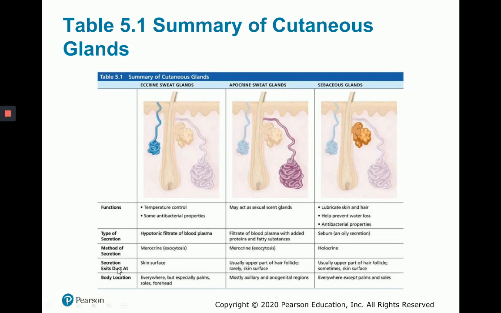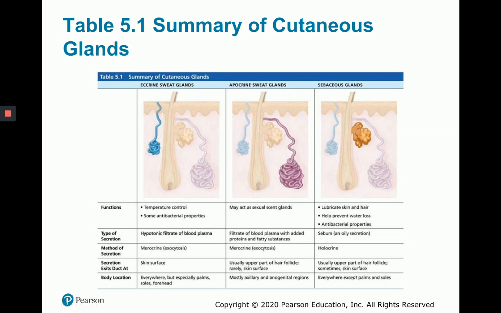And I'm just going to go through this one more time because it's important. Secretions exit the ducts of these glands at the skin surface for eccrine sweat glands, usually in the upper part of the hair follicle or pilary canal, rarely if ever the skin surface for apocrine sweat glands, and then usually the upper part of the hair follicle, sometimes the skin surface for sebaceous glands, but usually again that pilary canal.